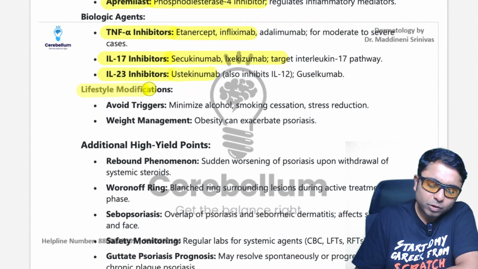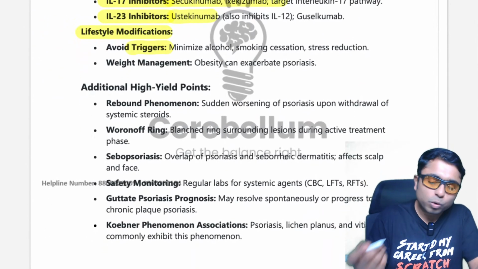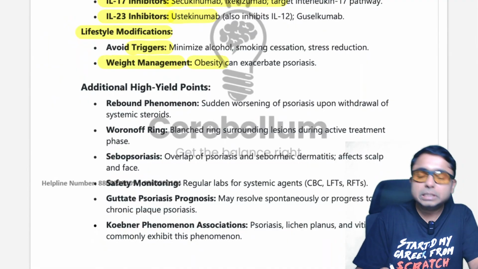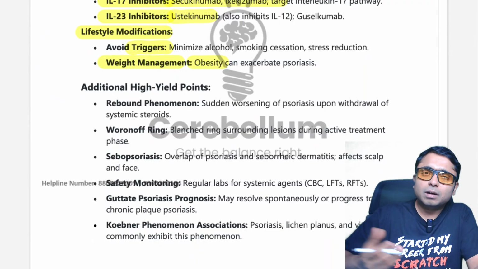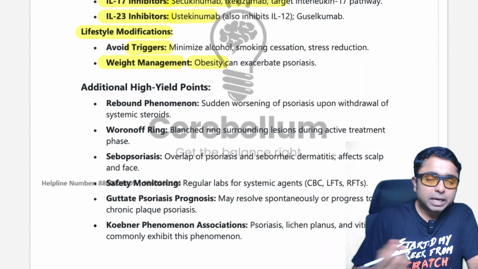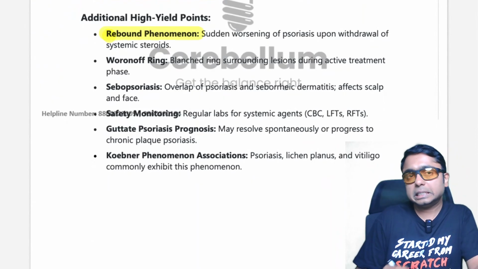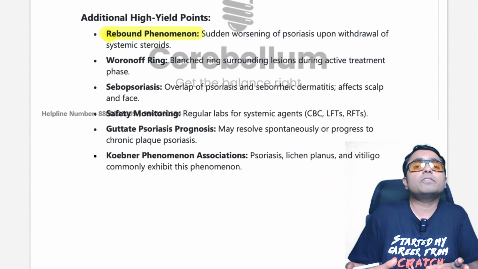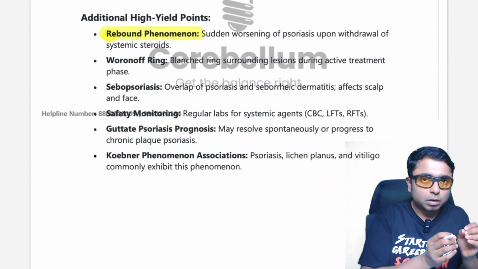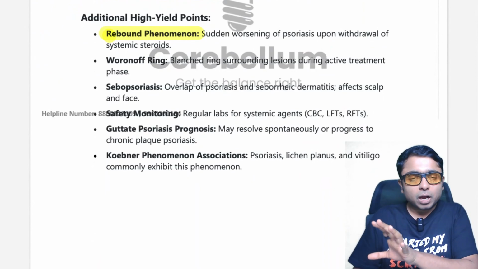And what are the lifestyle modifications? You have seen in the etiopathogenesis, there can be some triggers, for example smoking and alcohol. So we should ask the patient to reduce them. And in weight management, remember obesity can exacerbate psoriasis. Also psoriasis is associated with metabolic syndrome. So we can advise the patient to reduce weight. And remember, there is a rebound phenomenon. This is the reason sudden systemic steroid withdrawal produces a more dangerous or severe form of psoriasis, which is erythrodermic psoriasis and also pustular psoriasis.